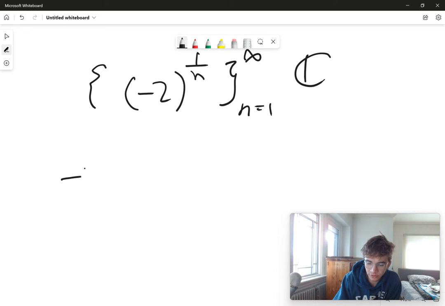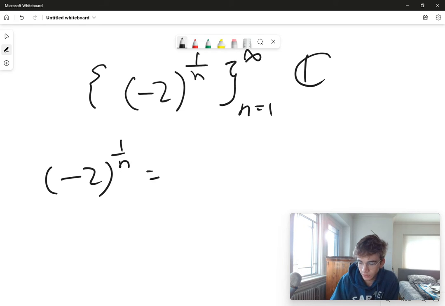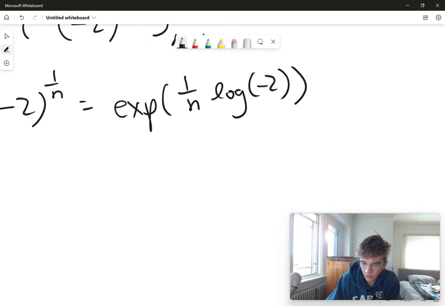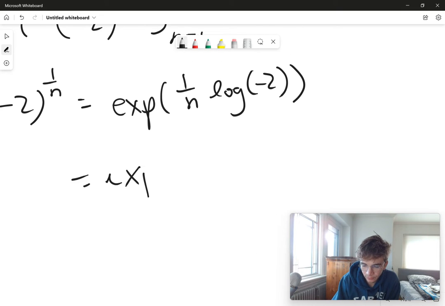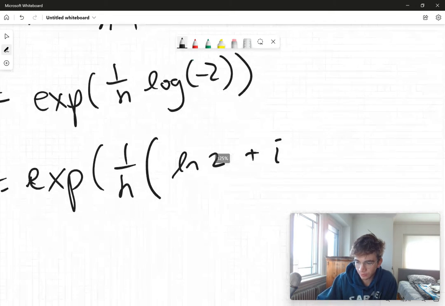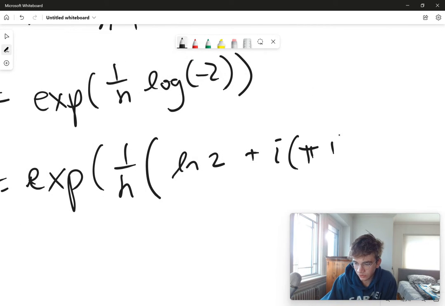So let's write out the form of negative 2 to the 1 over n. In complex numbers, this is exponential of 1 over n log negative 2. And then the log of negative 2 is, not that, 1 over n. Okay, log of negative 2, we have natural log of 2 plus I times the argument of negative 2, which is pi plus 2k pi.